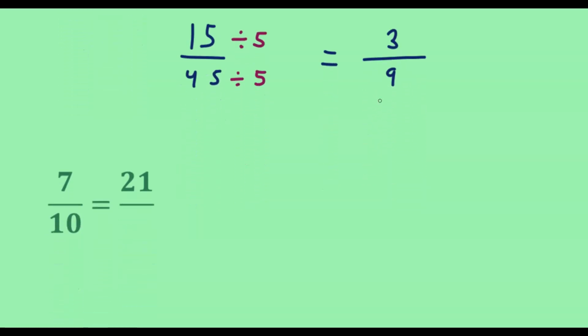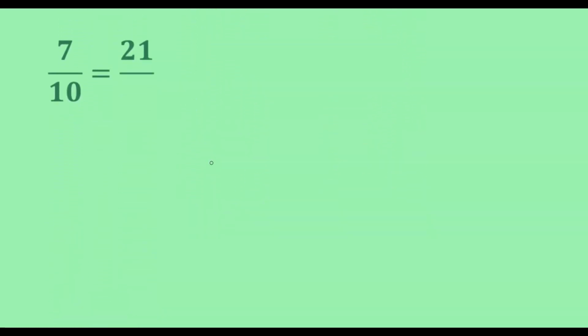Now, let us consider our next problem. We have 7 over 10 is equal to 21 over something. Now, what is that something? We have 7 over 10. This is equal to 21 over something. Now, consider the numerators. We have 7 over here and 21 over here. Now, how can we get from 7 to 21? To do that, what we need to do is multiply 7 by 3.